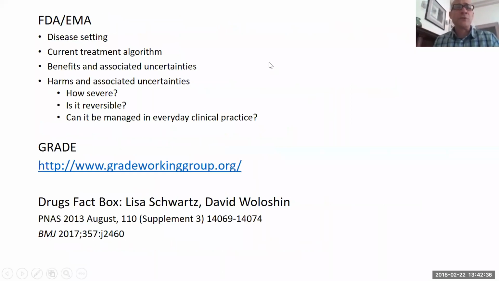Then if we look at step two, there's various structured frameworks for looking at step two. So the FDA and the EMA, who are the regulators in the US and Europe respectively, and they're the biggest markets, probably 80% of world markets for pharmaceuticals, they have a framework. And then there is a GRADE framework that came out of the evidence-based medicine movement that's used for health technology assessment. And then there's lots of other frameworks, and I've just given one example there, the drug facts box from Lisa Schwartz and David Wallison. So there's various frameworks that we could adopt to help us with step two.